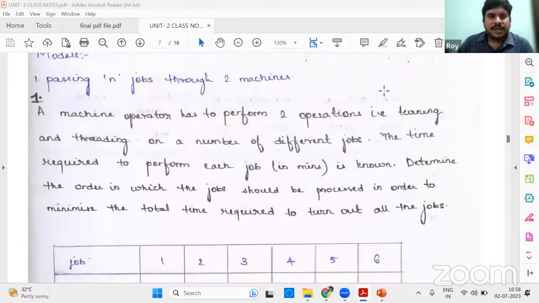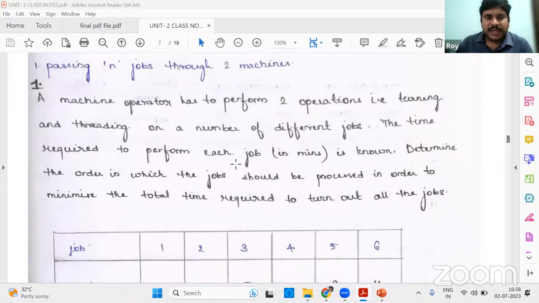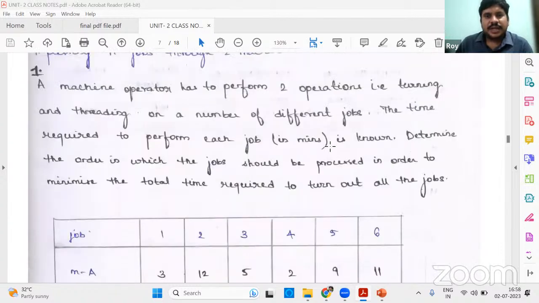These are the questions. I will show you sample questions. See this question. This is the model: n jobs through 2 machines problem. A machine operator has to perform 2 operations, that is turning and threading, on a number of different jobs. See, these are the 6 jobs. I am making turning as machine A type and threading as machine B type. The time required to perform each job in minutes is known. Determine the order in which the jobs should be processed in order to minimize the total required time. Total required time means what? And what is another word for this? Total elapsed time. Very good. Total elapsed time is the total time required.